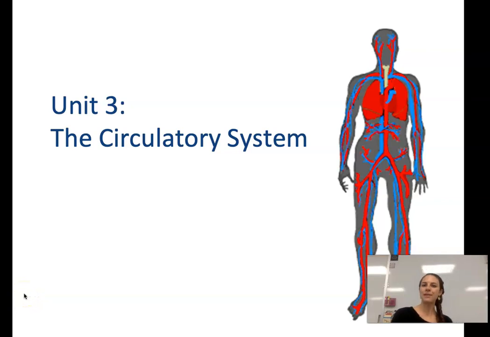All right, welcome to Unit 3, the circulatory system. Again, these presentations will be broken up into two different PowerPoints. The first one will be on the circulatory system, so what it's made up of, what the blood vessels are, what the blood's made up of, the system, and how it works. And then the second PowerPoint will be more on the heart itself and the actual path that blood takes through the heart.